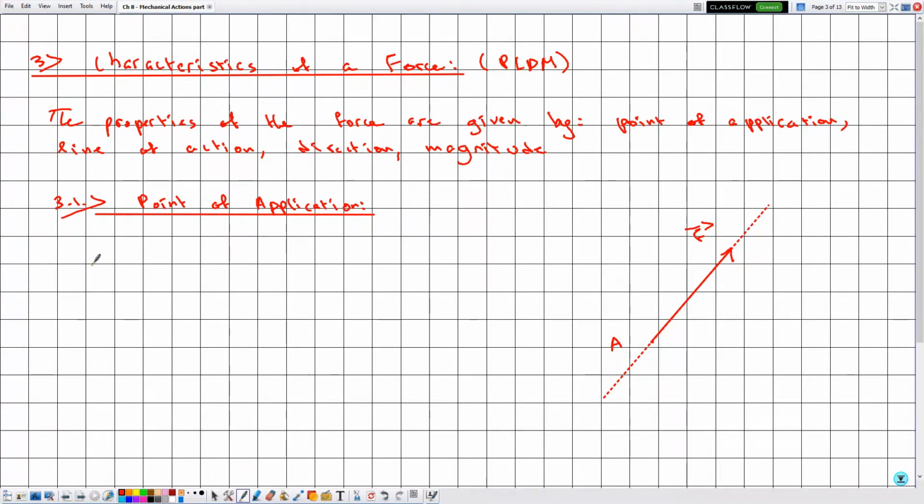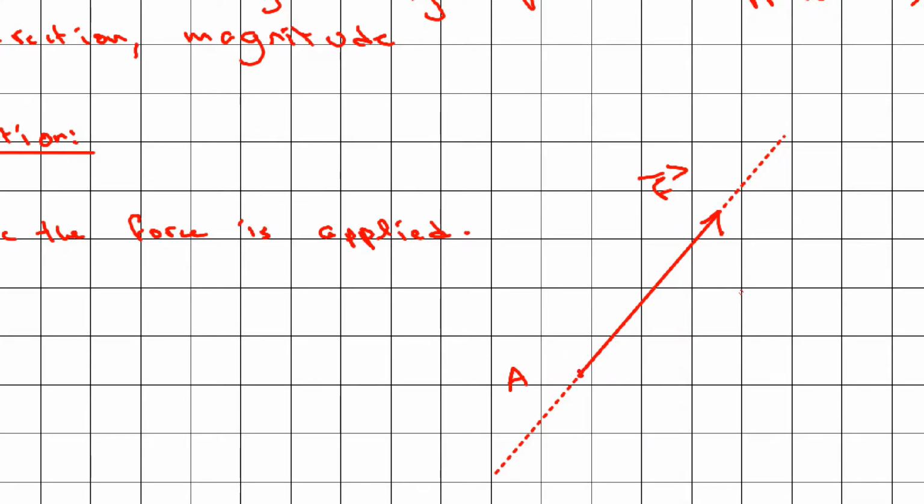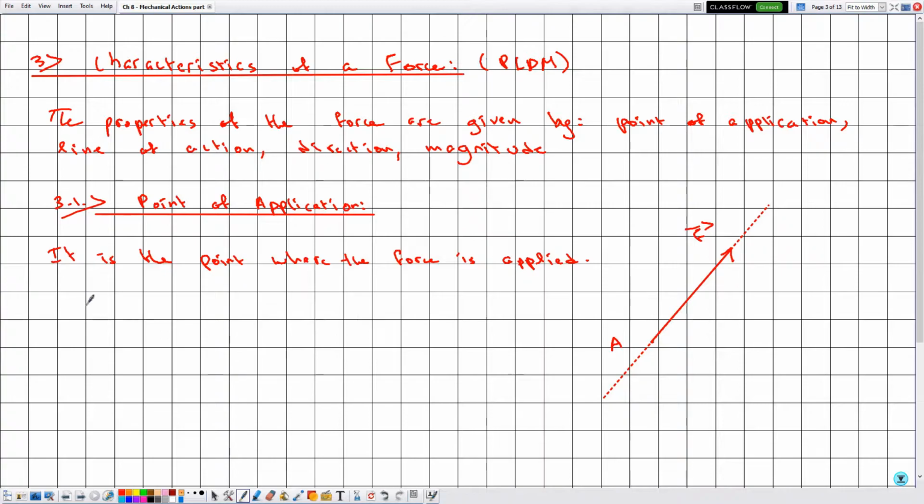And what does the point of application represent? It is the point where the force is applied. In this case, the force F is applied at the point A, then the point of application in this case is given by the point A. And now for subsection 3.2, let me say the line of action.